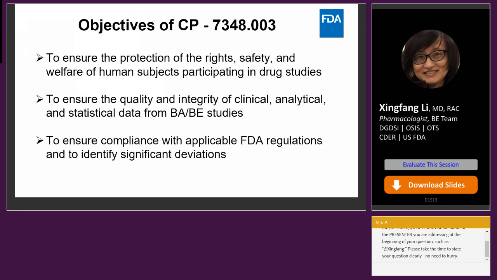The objective of the implementation of the in vivo BA/BE Bioresearch Monitoring Program is to ensure the protection of the rights, safety, and welfare of the human subjects participating in drug studies, to ensure the quality and integrity of the clinical, analytical, and statistical data from BA/BE studies, to ensure compliance with applicable FDA regulations, and to identify significant deviations.